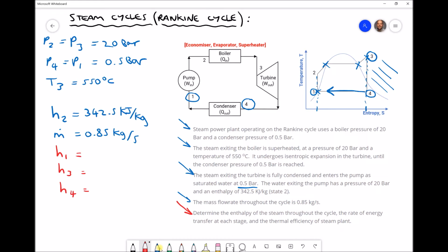We also need to determine the rate of energy transfer at each stage and the thermal efficiency of the steam plant. Well, we're not able to determine the rate of energy transfer or the thermal efficiency until we have each of those enthalpy values. So we're going to focus on finding the 3 missing enthalpy values first of all.